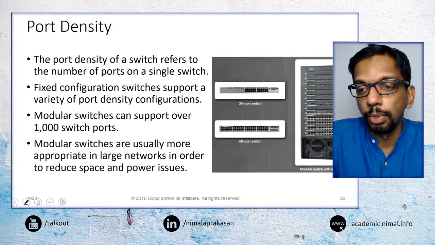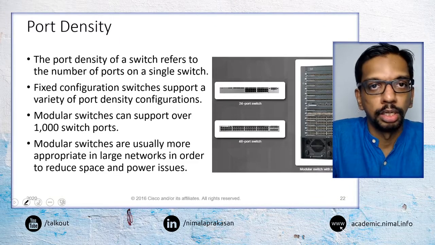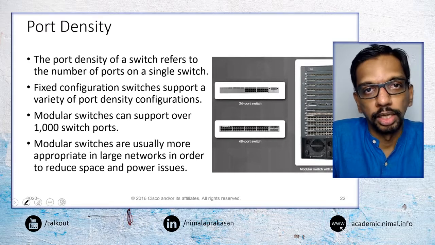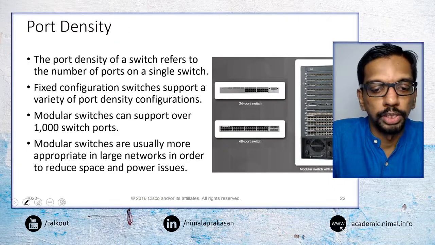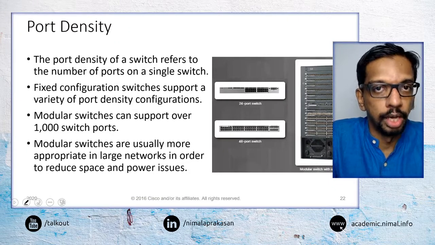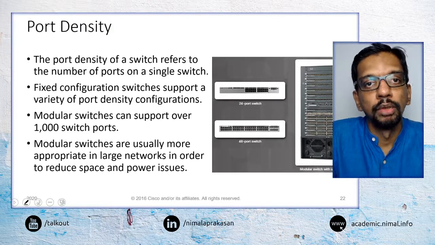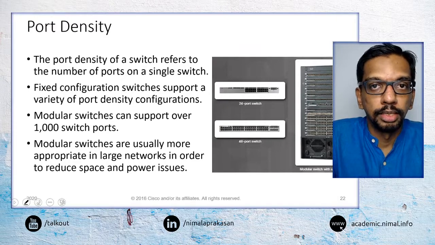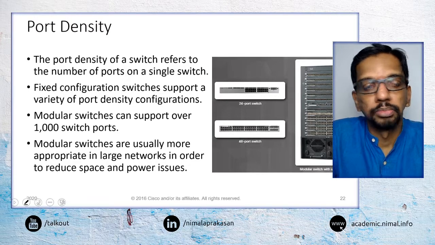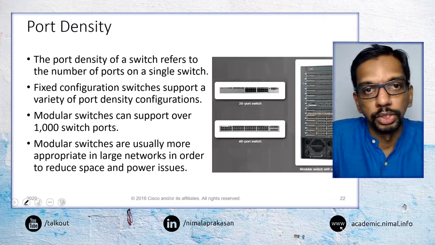In some cases we may go for even larger modular switches that can have up to 1000 ports. Again, depending on the type of organization, we could go with such options. Particularly in larger environments, we may go with more modular approaches with an expandable number of ports, so the port density can be increased significantly. But in other cases, sometimes we may go with fixed configuration switches as well.